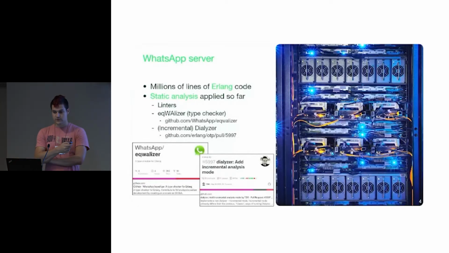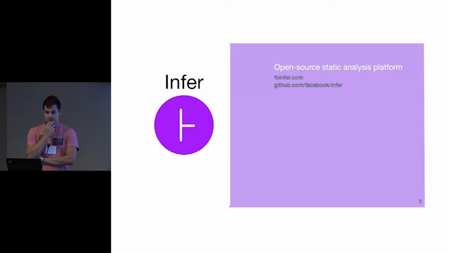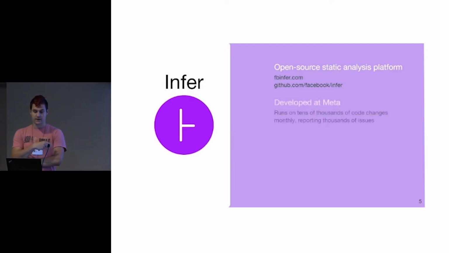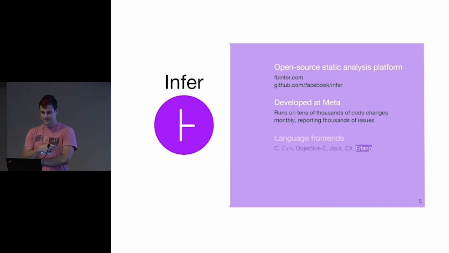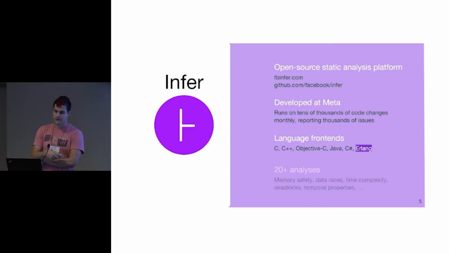So we turned to Infer, which is basically an open source static analysis platform developed at Meta, where in the past couple of years it has been running on tens of thousands of code changes monthly, reporting thousands of issues. And it already had language front ends for C, C++, Objective-C, Java, and C#. But with this work, we also added support for Erlang. And also in Infer, you have more than 20 different kinds of analysis, ranging from memory safety and data races to time complexity, deadlocks, and temporal properties. So this is what we started with.